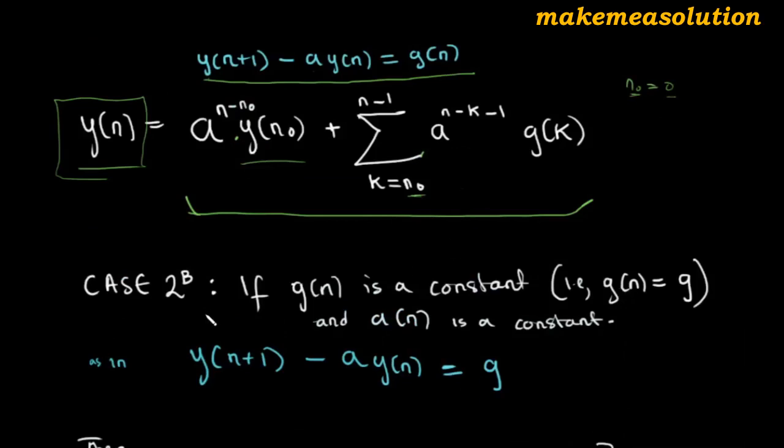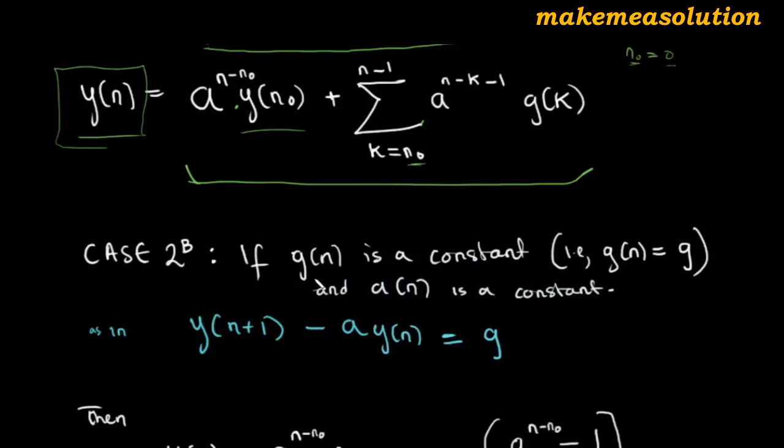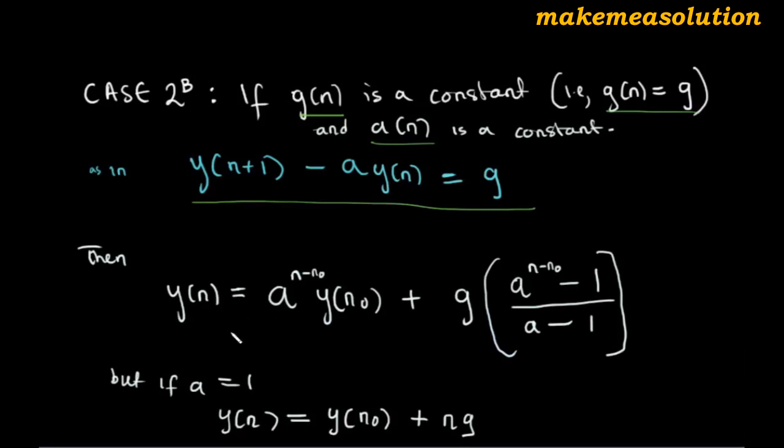Then in case 2, if you're given the non-homogeneous difference equation so that g of n is a constant, that's g of n is equal to g, and a of n is also a constant, it will now be represented like this. So if you see a difference equation like this, then this is how the solution is going to be. So if g of n and a of n are both constants, you have a raised to the power of n minus n naught, then you now have y of n naught, then plus g times a to the n minus n naught minus 1 over a minus 1. So this is your solution. In the special case, when a is equal to 1, then this will be the solution of your difference equation.